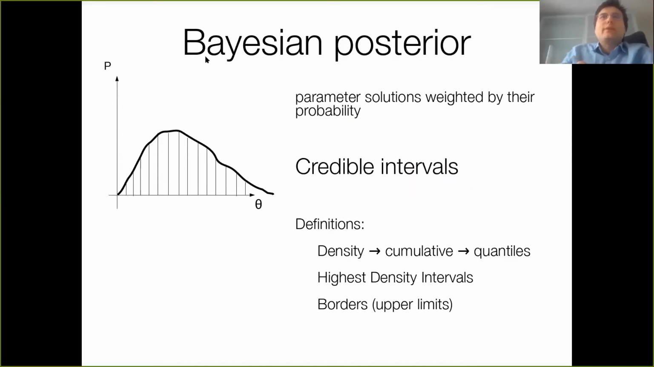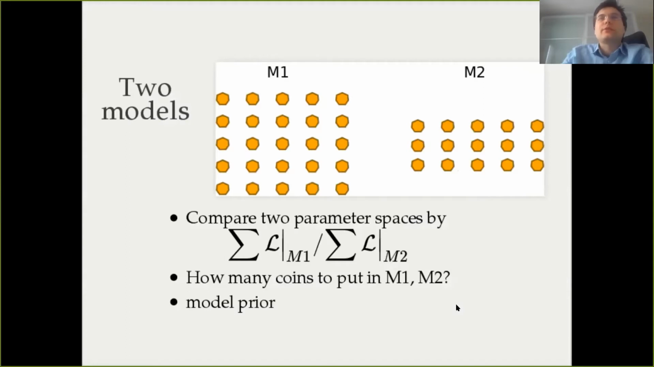So for the Bayesian analysis, you would not use confidence intervals, but credible intervals, which define where most of your probability density is. So for example, you would say, well, between here and there, that's my interval that contains 90% of the probability. And there are a couple of definitions of how to construct these.